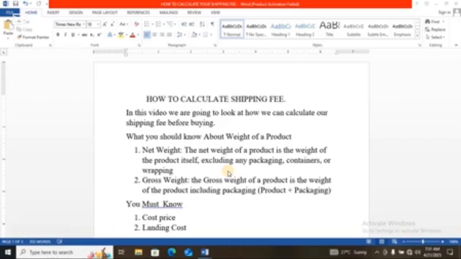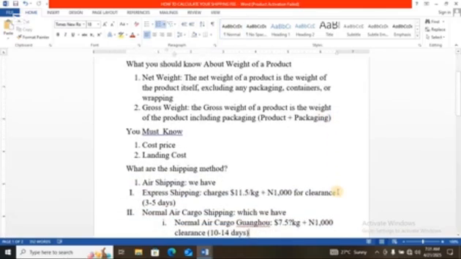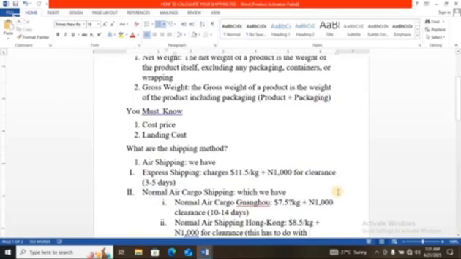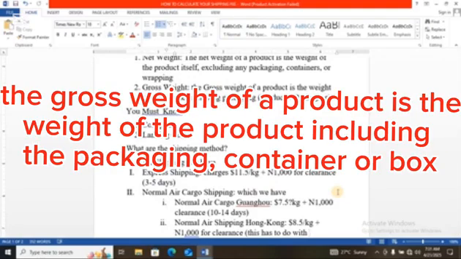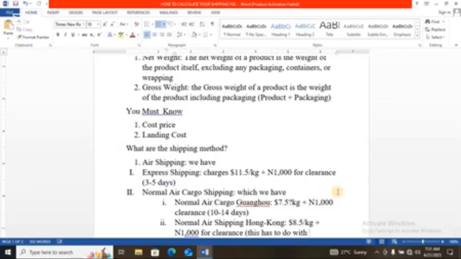But if a supplier tells you the net weight of a product, please ask him what is the gross weight. Some will go ahead and tell you the gross weight of the product directly. You will not need to ask them again. Now the gross weight of a product is the weight of the product including packaging, that is the product plus packaging. So if it tells you that the gross weight of this phone is 0.7, it simply means that everything that comes with the phone weighs 0.7.